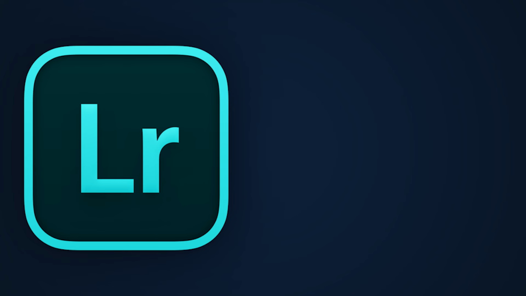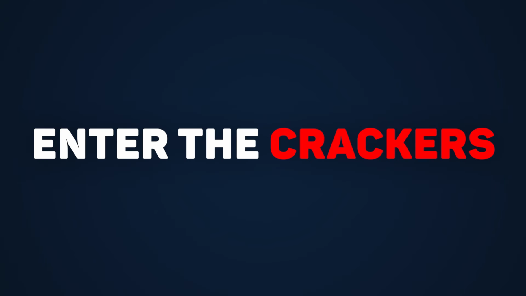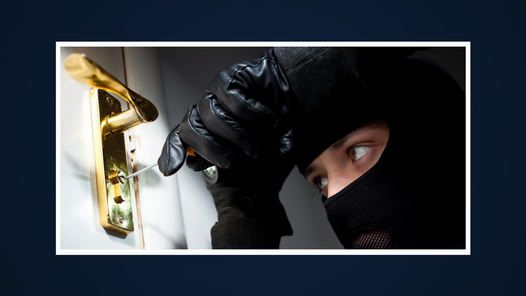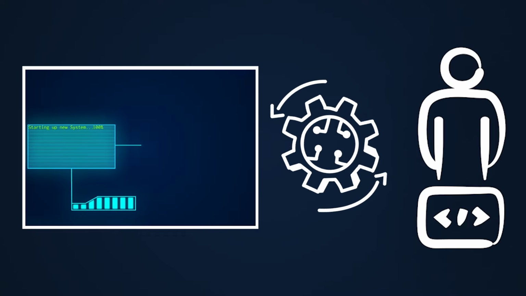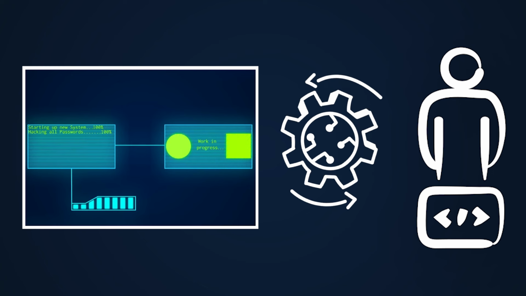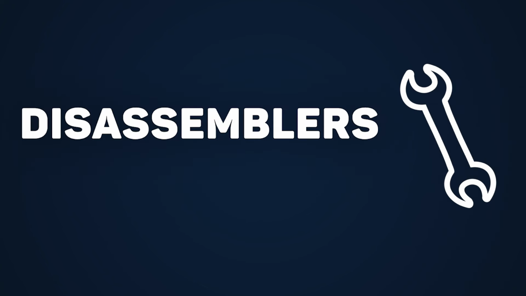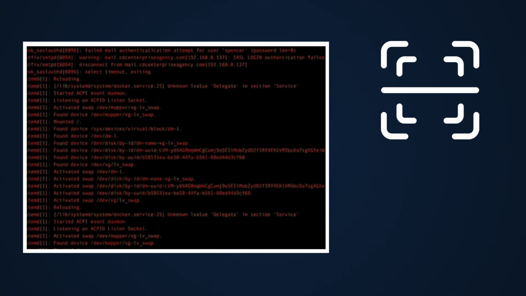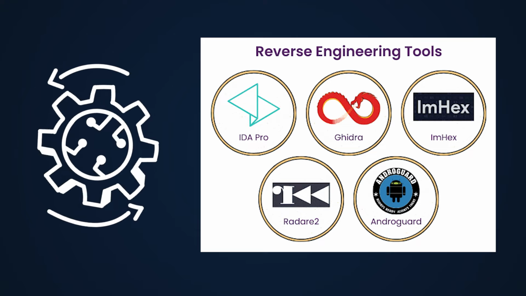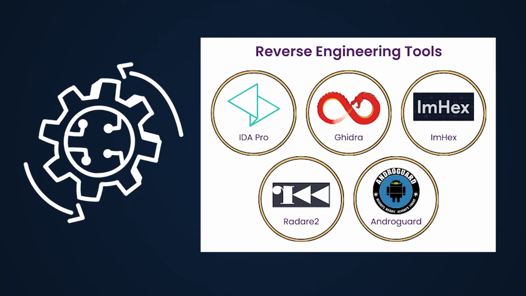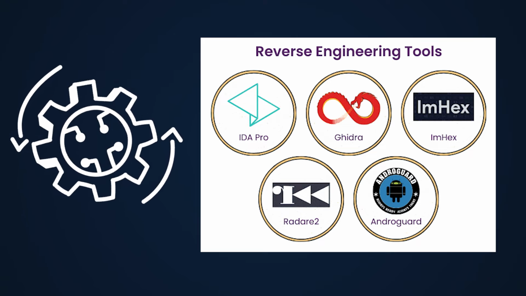Now that the software's defenses are set up, enter the crackers, the digital locksmiths who make it their mission to pick those locks. They reverse engineer the whole system, taking the software apart bit by bit to see how it ticks. The tools of the trade include disassemblers and debuggers, which are like X-ray vision and a magnifying glass for code. These allow crackers to peer into the software's inner workings and manipulate its behavior.